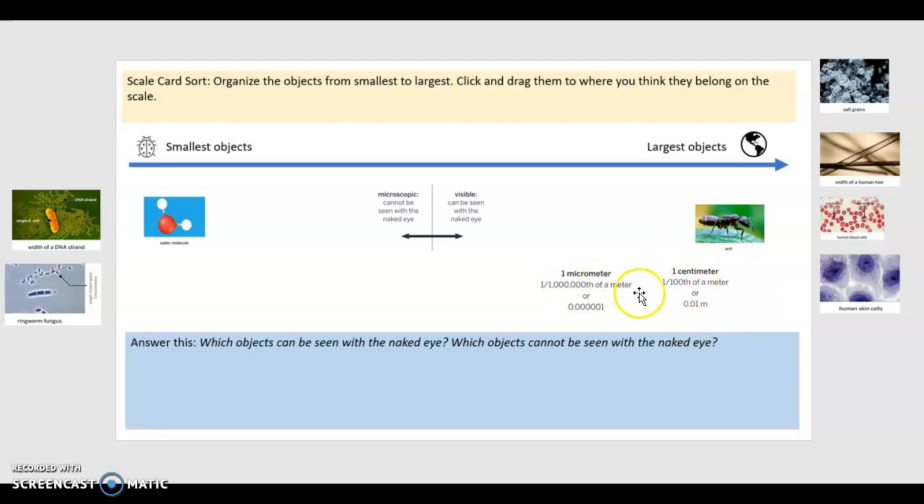Is bigger than a micrometer, and an ant is probably a similar size to a centimeter. Ants maybe a little less. Maybe if you have a really big ant, it might be a little bit more. And then a micrometer is going to be over on this end.